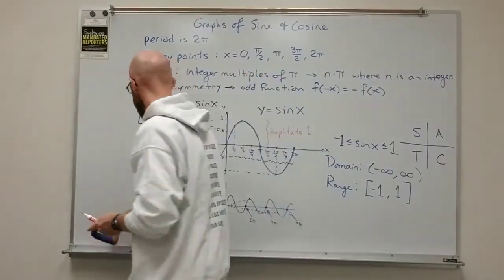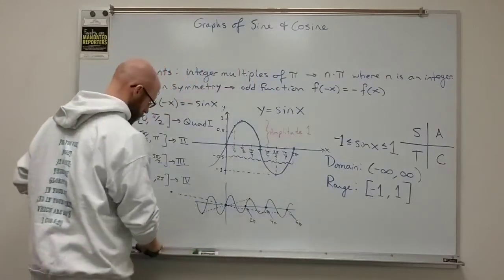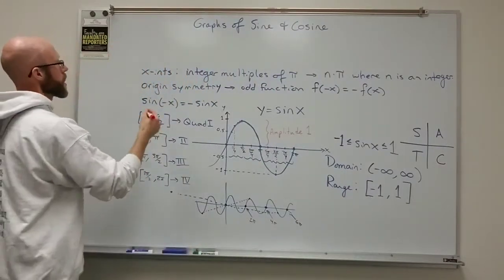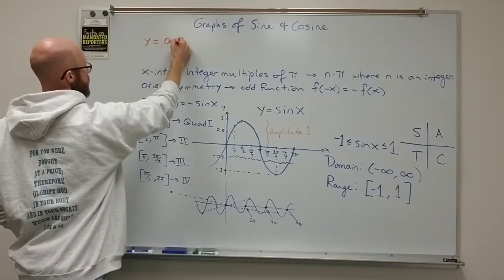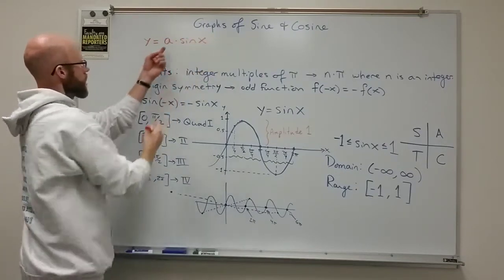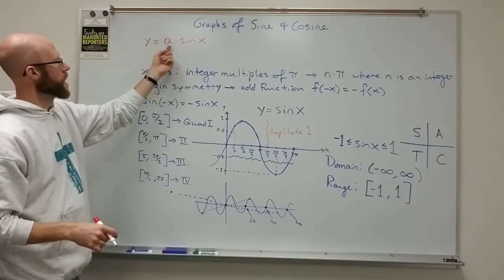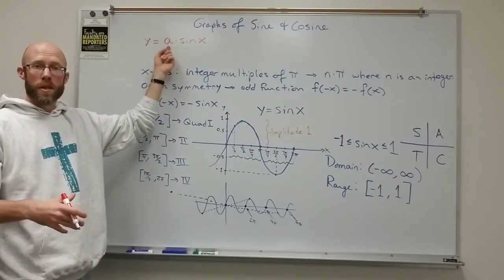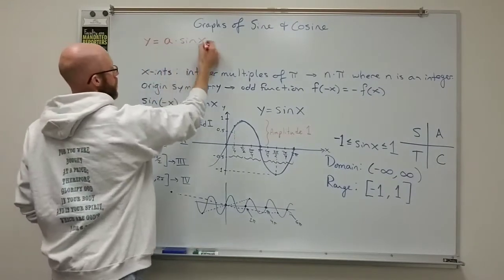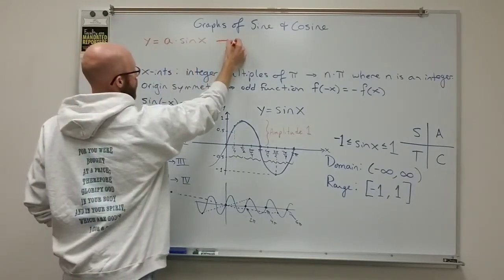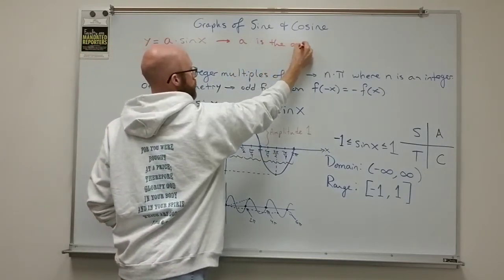And so that's going to be a general principle then, that if you had y equals, we'll call it a times the sine of x, a is just a coefficient or a multiplier there, then that a value represents the amplitude, a for amplitude, I suppose. Okay, so a is the amplitude.